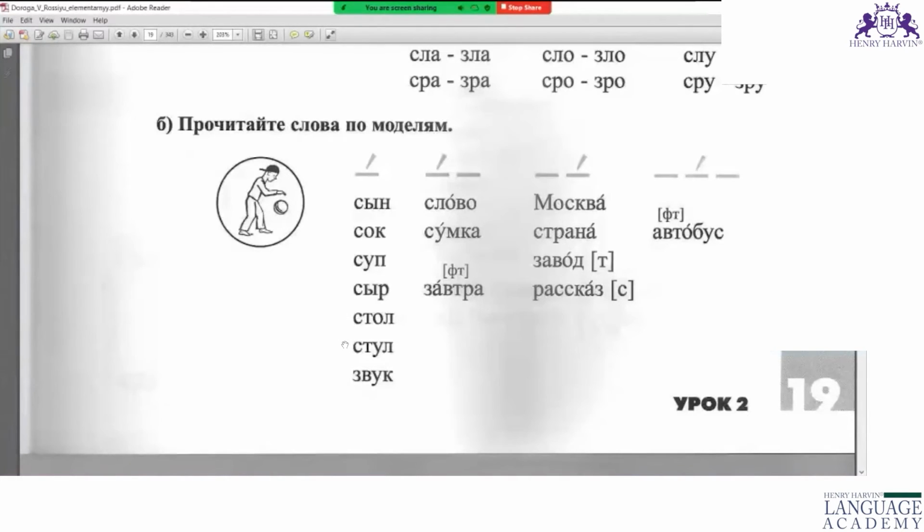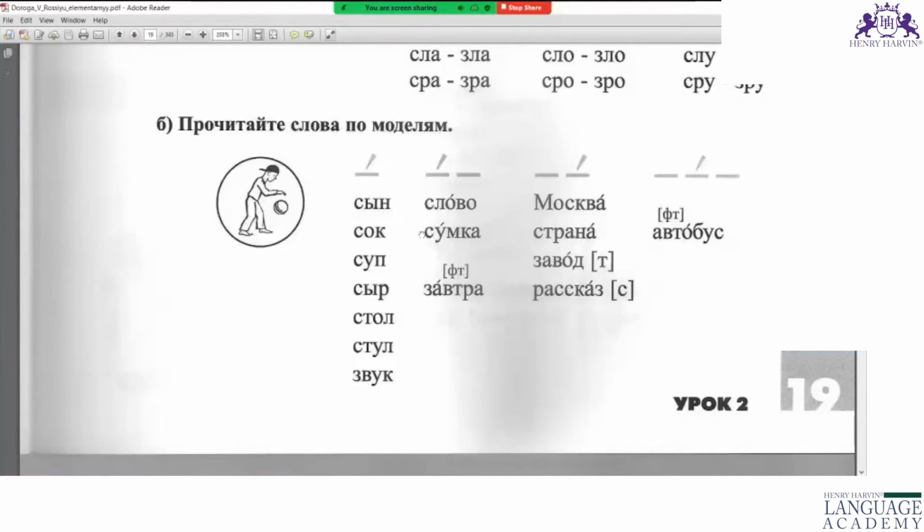Make a very clear difference between these two words. Стол, стул. Because стол is table, стул is a chair. Стол, стул, стол, стул. Vera, can you read these words, please?